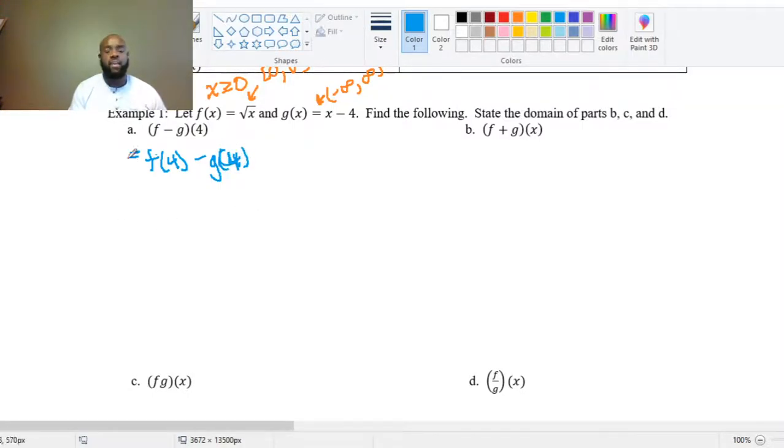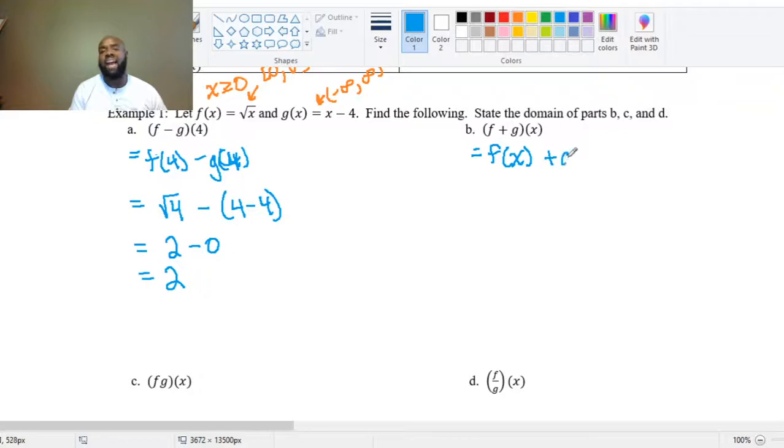Okay, sorry about that. And so f of 4 just means go to your function f, plug in 4. G of 4 means go to your function g, plug in 4. When I do that, I'm going to get a 2 minus 0, which is just 2. All right. F plus g of x. Well, that's saying, take your expression for f of x and add to that the expression for g of x, right? And so my f of x is the square root of x. My g of x is x minus 4. Can't combine any like terms. So this is what f plus g of x equals.